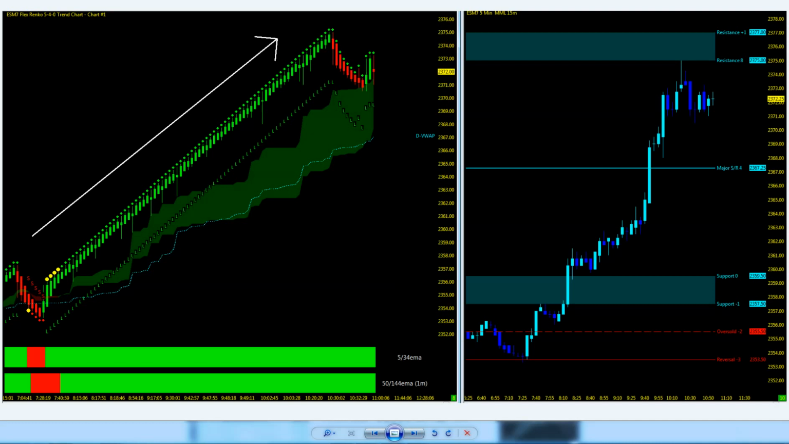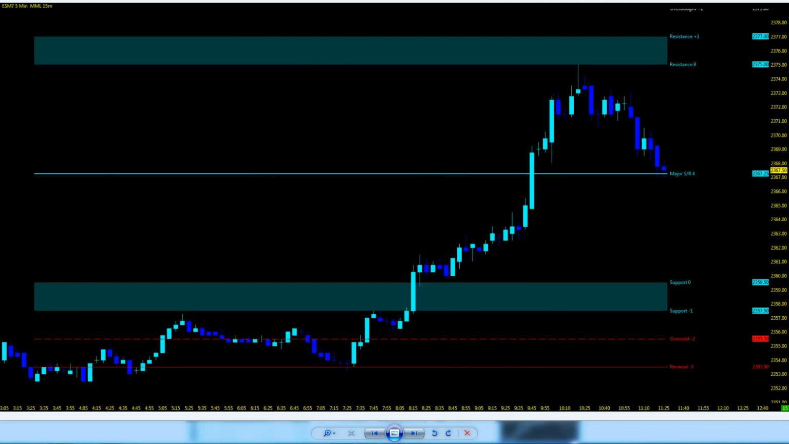Pull back here above the cloud, and that was pretty much all the ES saw for the rest of the day. So really nice big picture when you take a look at the overall from the Globex session, off the reversal, all the way up and back down to major support resistance for 50% pullback. Well, that's not where we held.